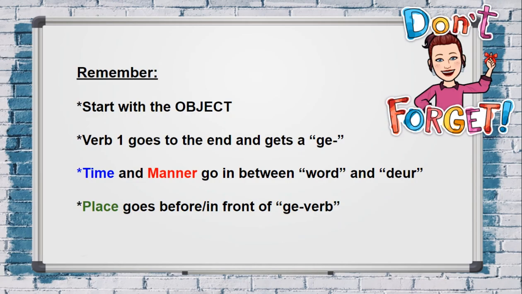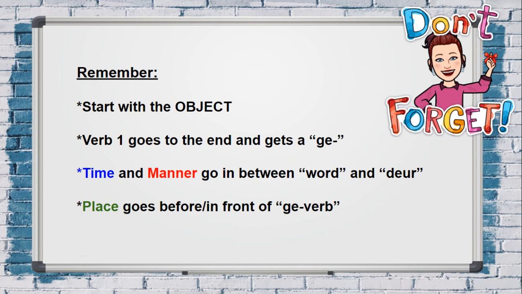First things first, we have to find the object and then we start with the object for the passive voice sentence. Then also, verb 1 will go to the end of the sentence and will always get a ge. So it doesn't matter for which tense you're working with, it always gets a ge unless it already has a prefix. So we can't say ge vertel.